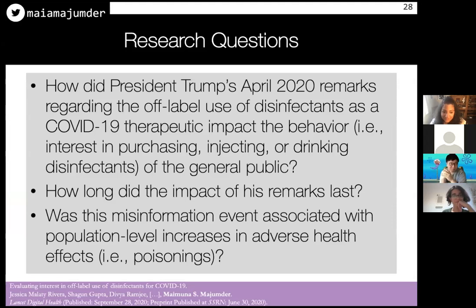Following this statement on April 23rd, 2020, my research group was interested in answering 3 specific questions. First, how did President Trump's remarks impact the behavior of the general public with respect to interest in purchasing, injecting, and drinking disinfectants? Second, how long did the impact of his remarks last? And finally, was this misinformation event associated with population level increases and adverse health effects, such as poisonings?